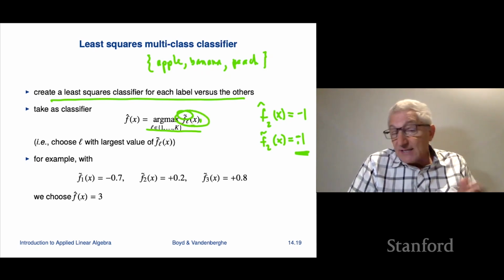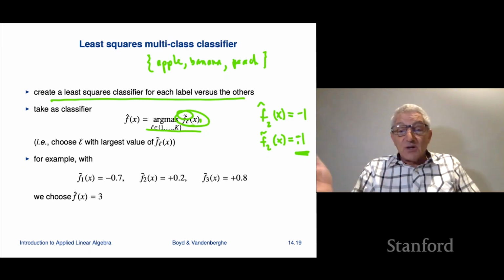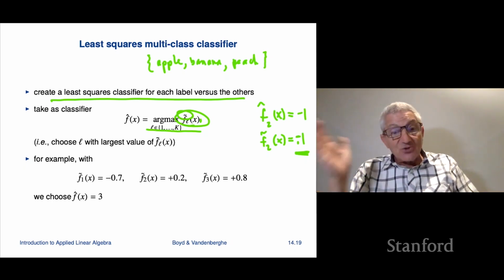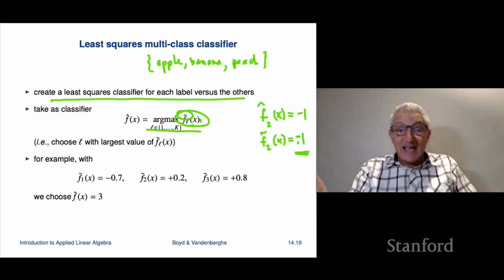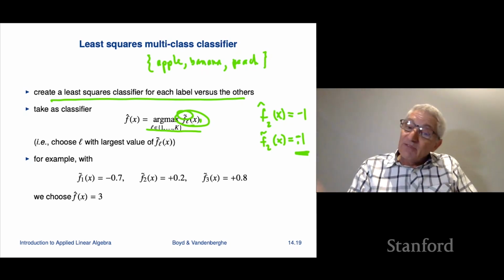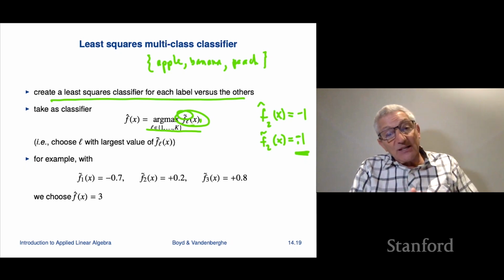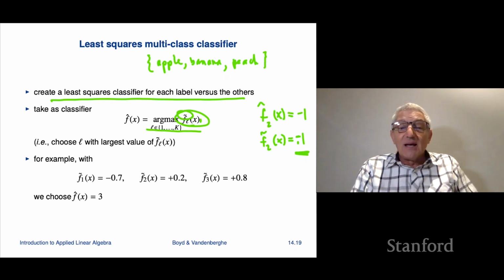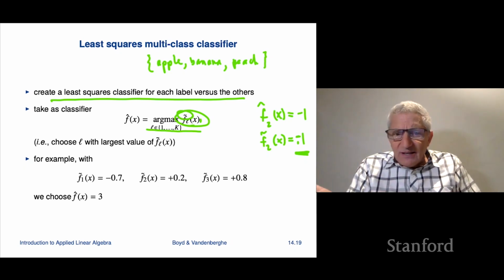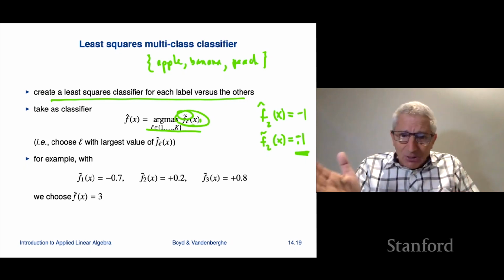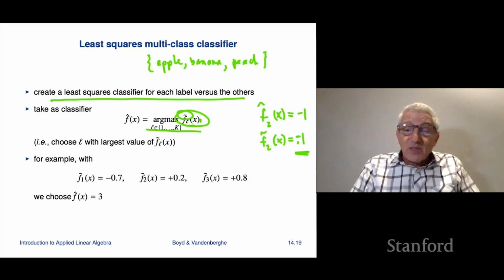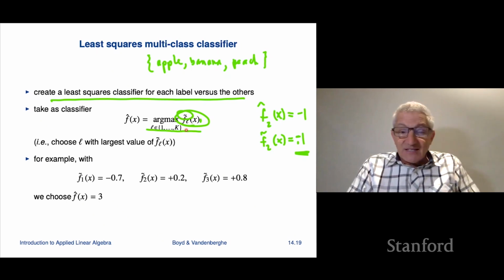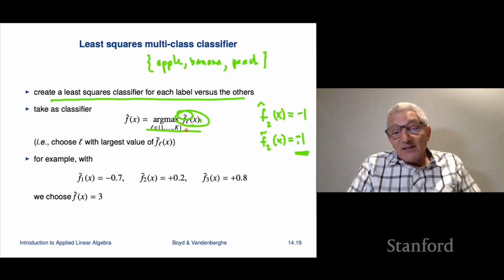f-tilde sub L, right? That's a number. If it's really close to 1, it means that thing is really confident that what you're looking at is class L. If it's really close to -1, that thing is really confident it's not. Okay, but if it's 0.3, it means maybe, I don't know. If it's minus 0.6, it's somewhere in between and all that. So what this does is it simply says, look at the one that has the highest.